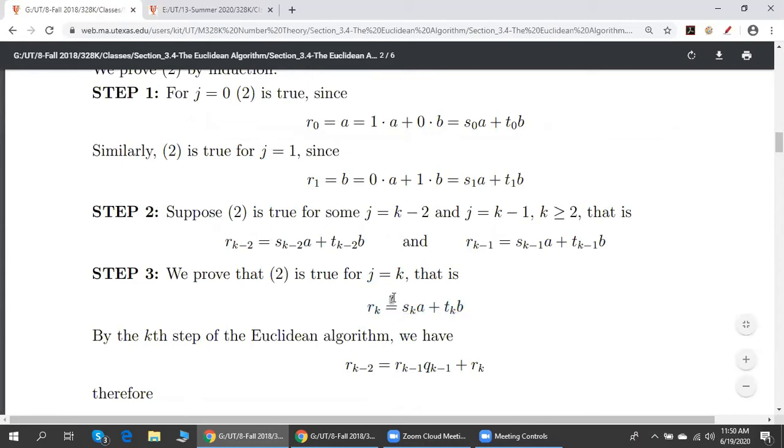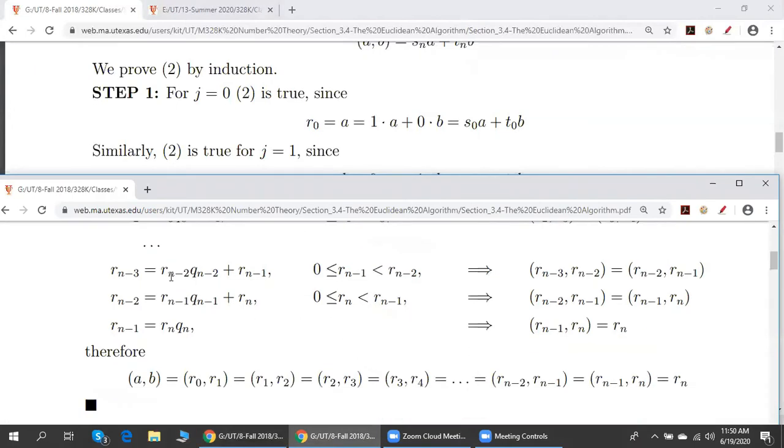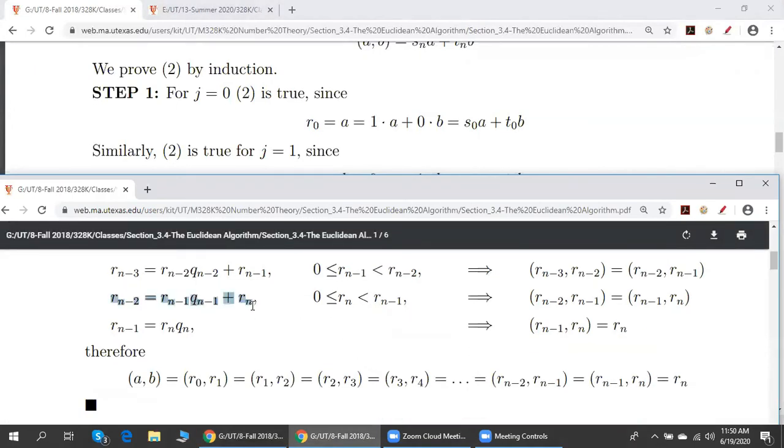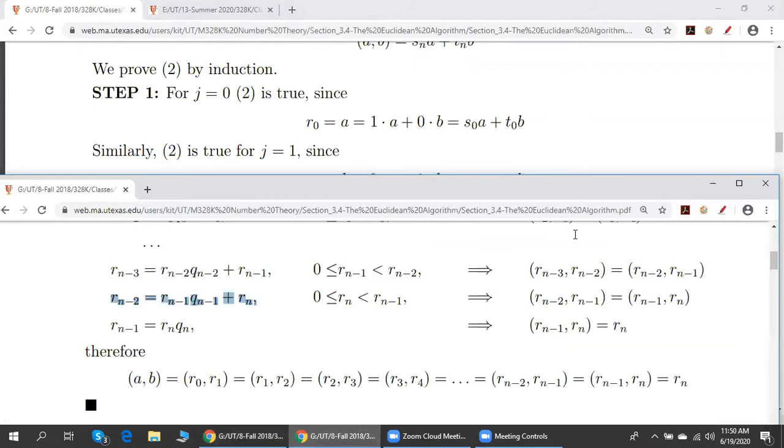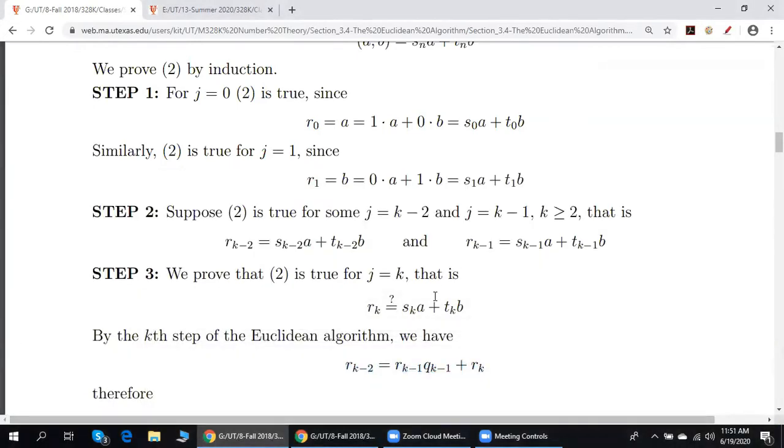Over here, we put question mark. In order to prove this, let us go back to the Euclidean algorithm, to Theorem 1. Please take a look at this formula over here. Note that this is a copy of this. So, indeed, by the Euclidean algorithm, this is equal to this.